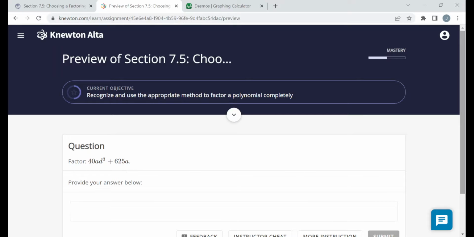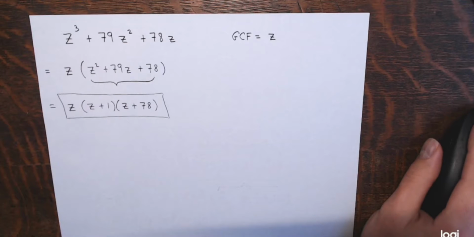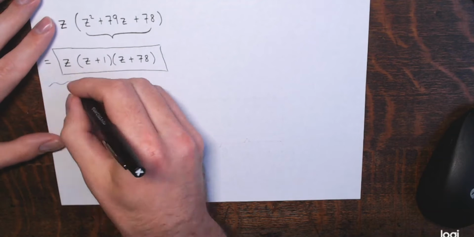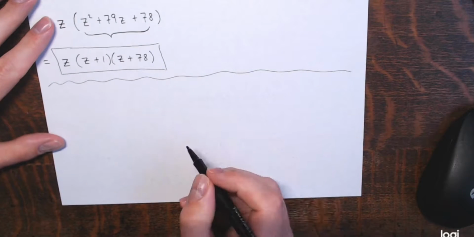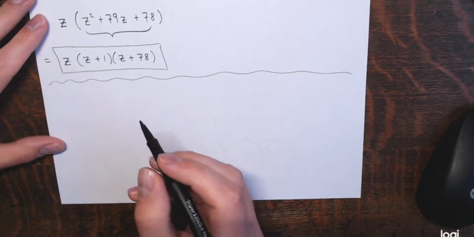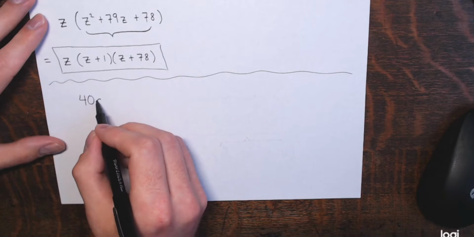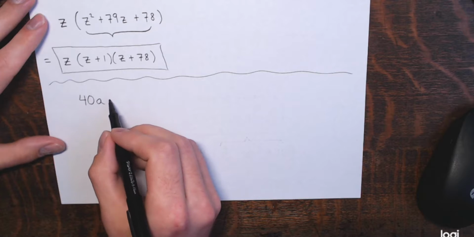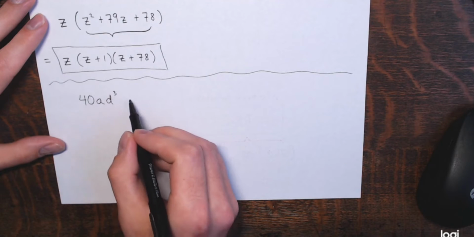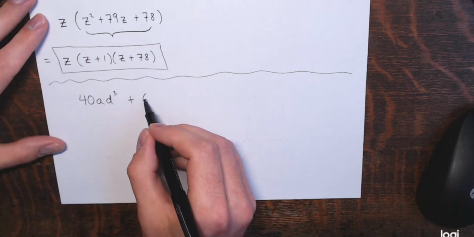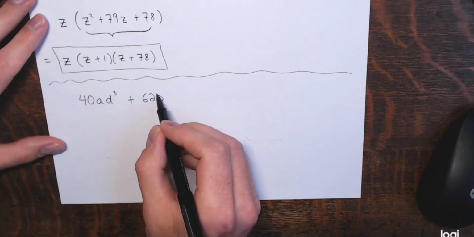So I got plenty of space on this page. I'll just do it here. So the polynomial we're given this time has the terms 40ad cubed plus 625a.